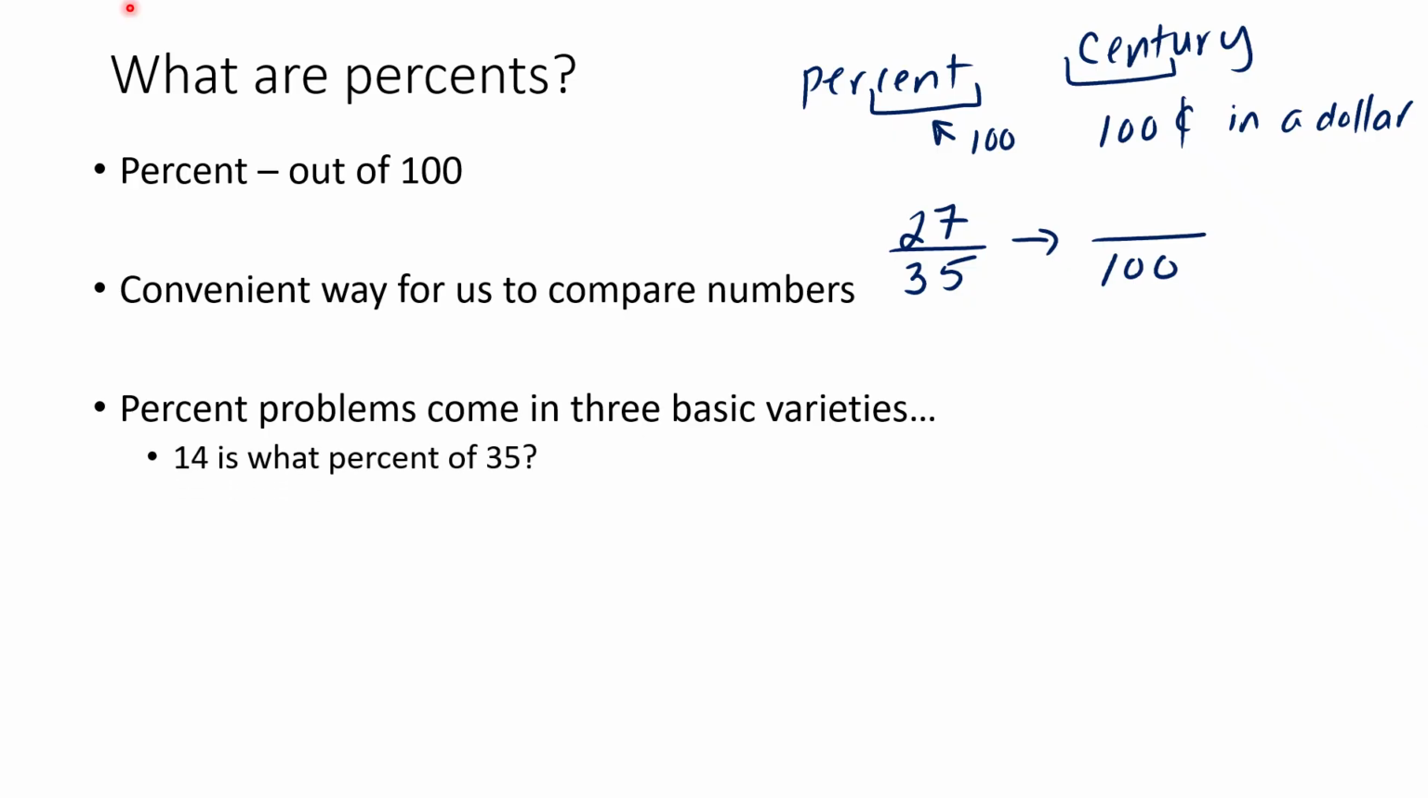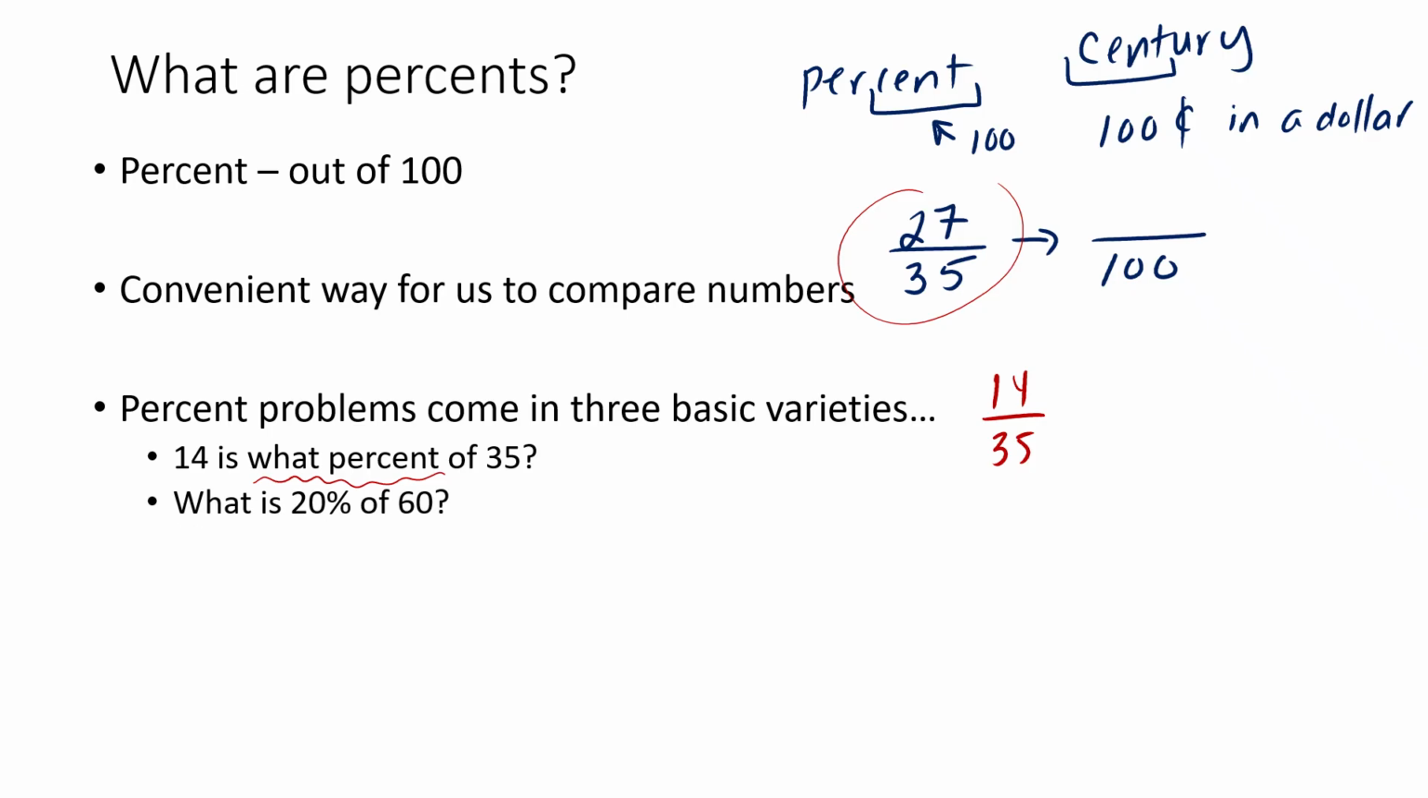So here's one version. 14 is what percent of 35? This would be like the one I just showed you, where you want to know what the percentage is. So 14 is what per 100 compared to the 35. It would be like this: if you got 14 out of 35, what percent is that? 14 is what percent of 35? So that's one version.